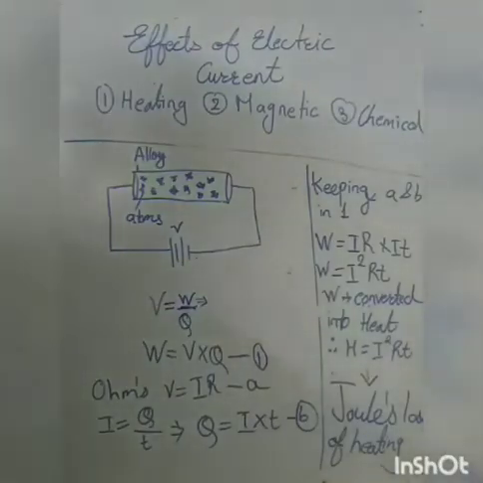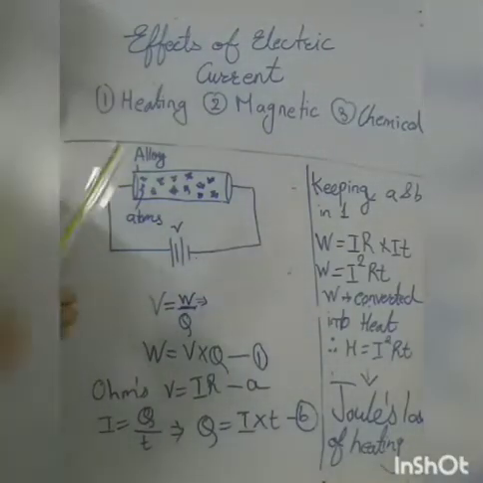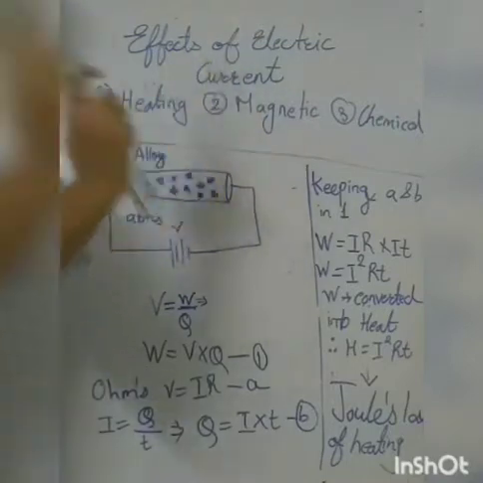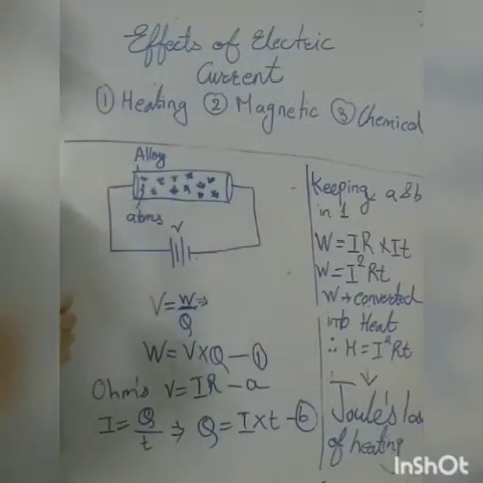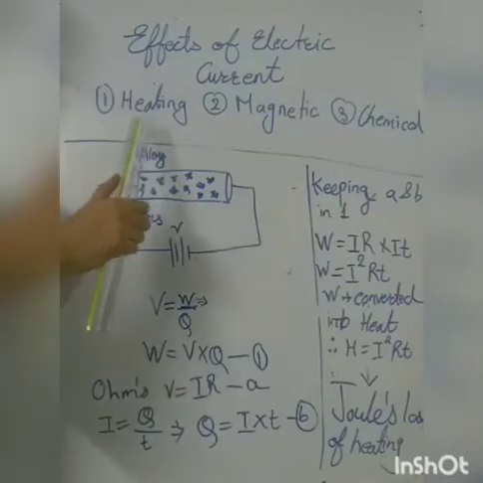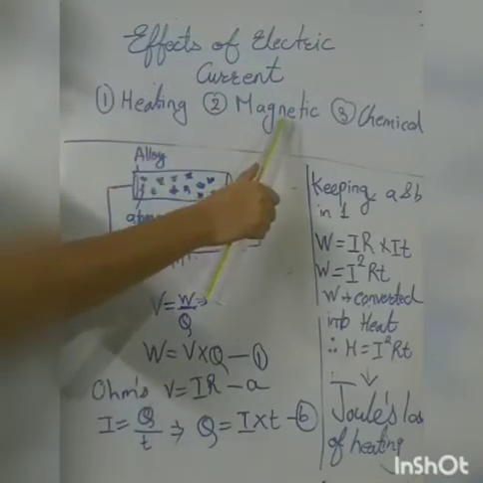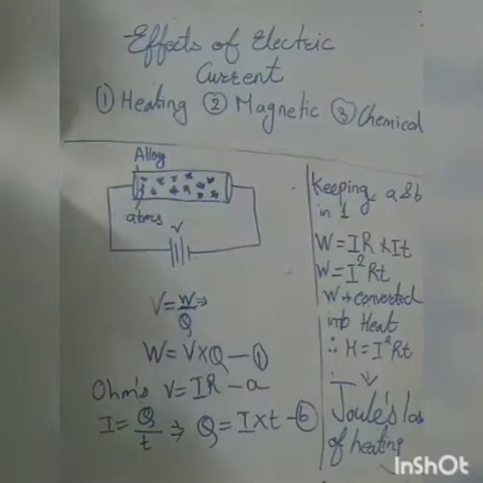Okay, students, let's move to your next topic. Your next topic is effects of electricity. Electricity shows three types of effects: one is heating effect, magnetic effect, and chemical effect.